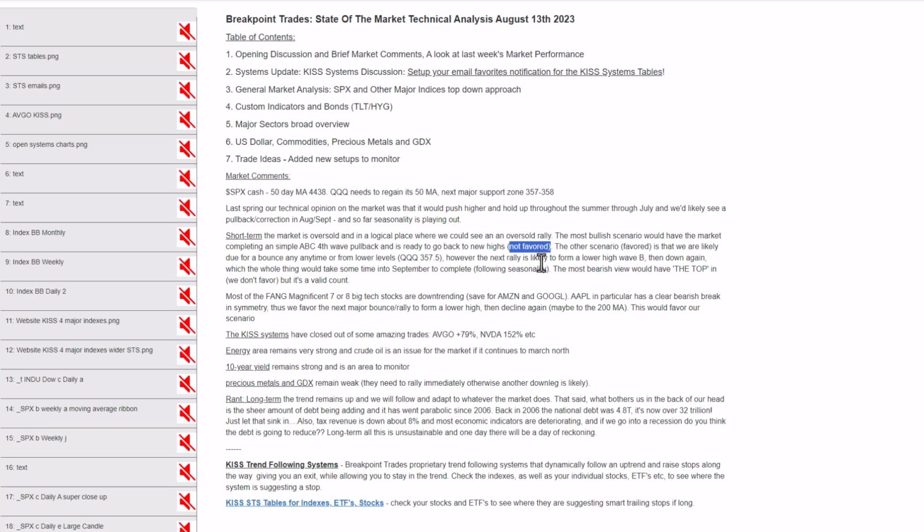So basically like an A move down like we've had, a B lower high rally, and then a C move down. The most bearish view is that a top is in place. It's definitely a valid count. We don't favor that one.